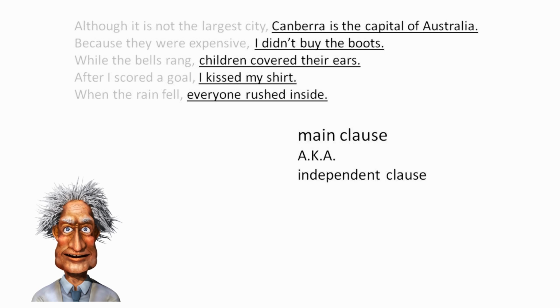You can probably see if we add a capital letter and a full stop, the main clause can become a sentence because a main clause makes sense on its own. They can also be called independent clauses. So, a complex sentence must have a main clause or independent clause and a subordinate or dependent clause.